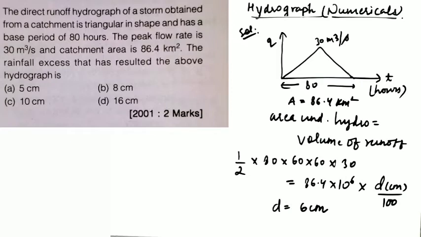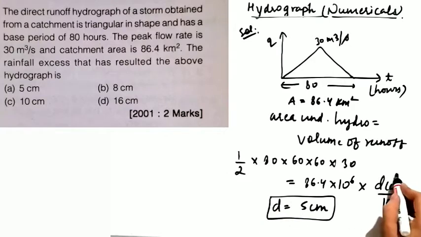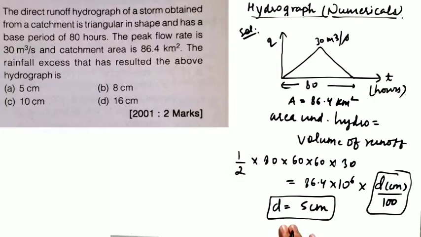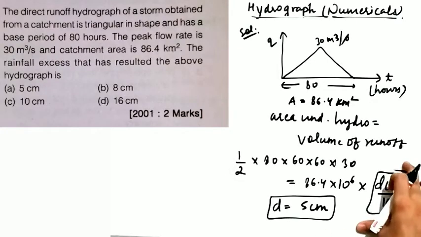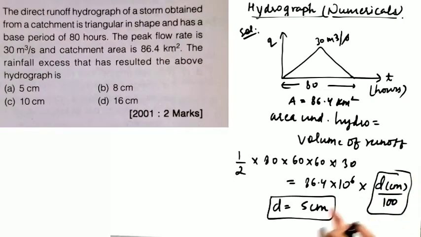Sorry, it is coming out to be 5 centimeters. You might have understood why we have written it in the form of D by 100. If the depth would be given in meters, then you would directly have written D meter here. But since it is asked in centimeters, you have divided it by 100 and converted it into centimeters. So this is the required solution.